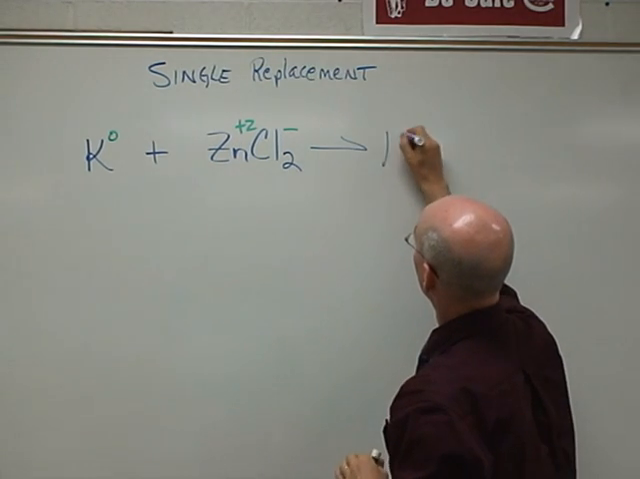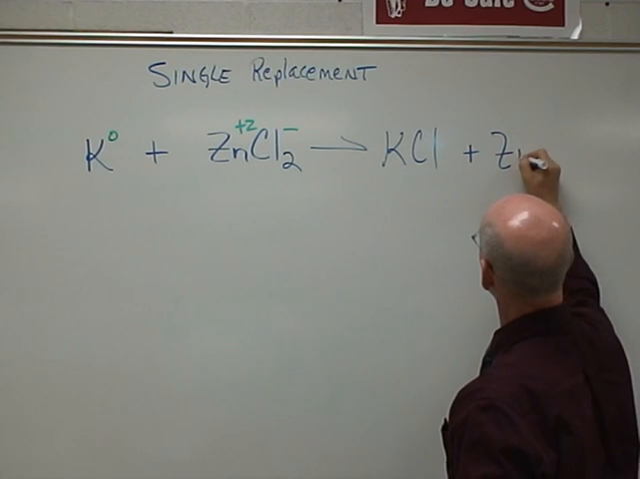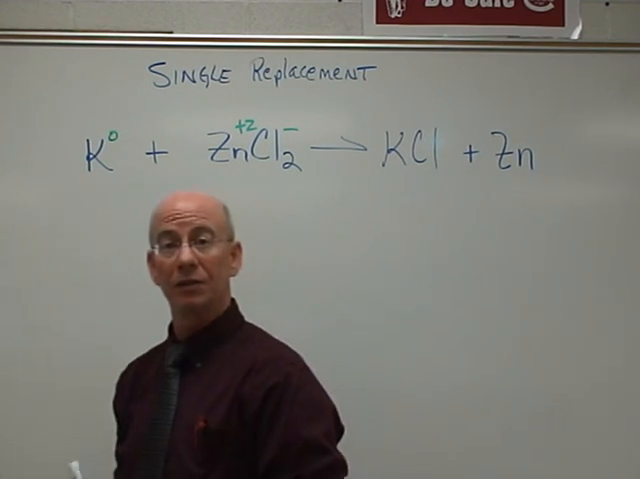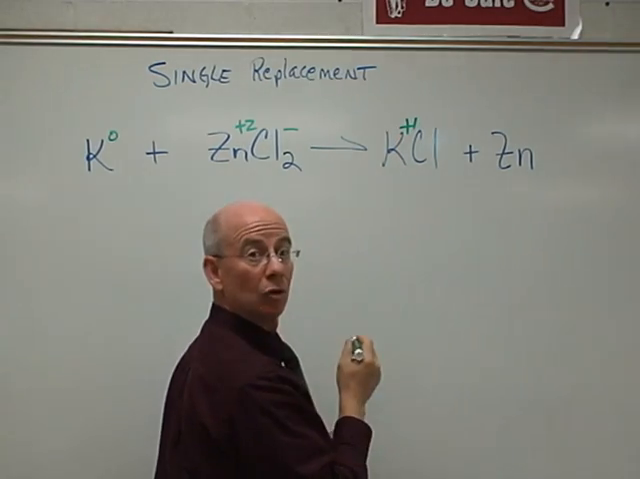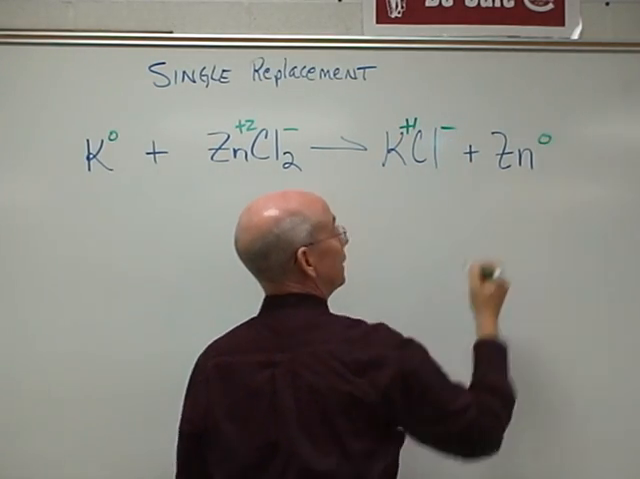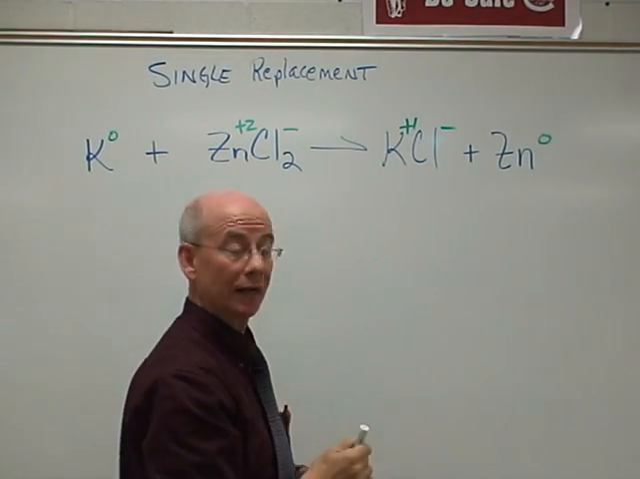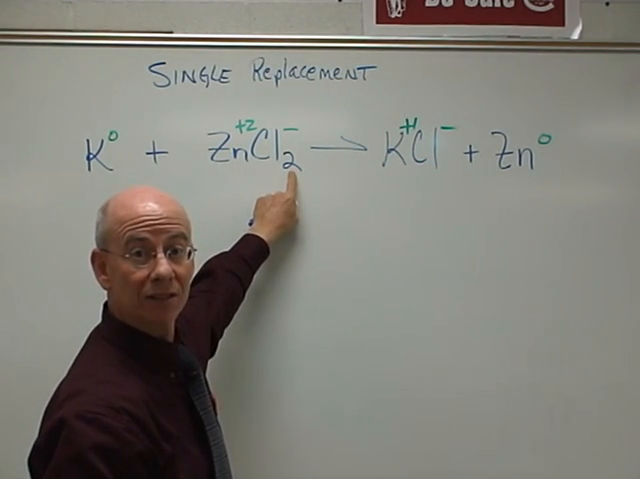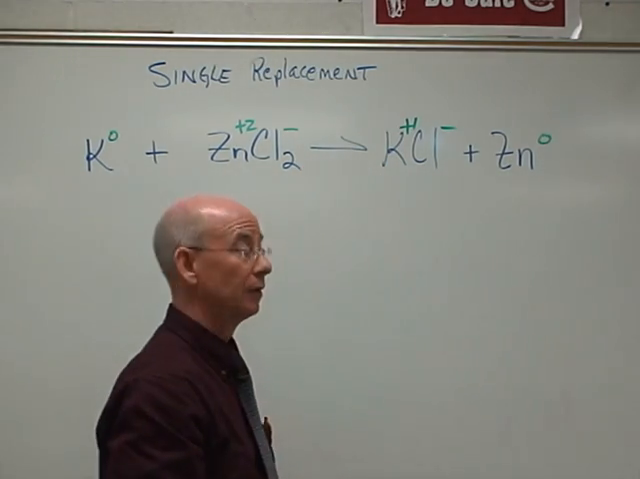So potassium goes with chlorine, and zinc is replaced. We do our oxidation numbers. Potassium is +1, chlorine is -1, zinc is 0 there. So our formula for potassium chloride is correct. Again, don't be fooled by that subscript. That is for this formula. This is a completely different compound.